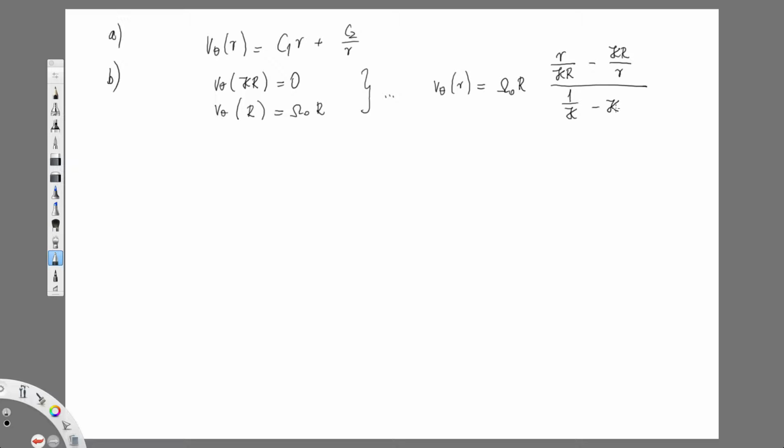The reason to write in this form is that you can see the relative, this is a normalized radius, if you will, normalized with respect to the inner radius. That way you can eyeball immediately where you are in between these two cylinders. All right, so this is the velocity profile.